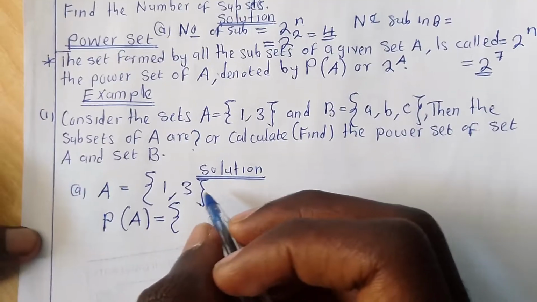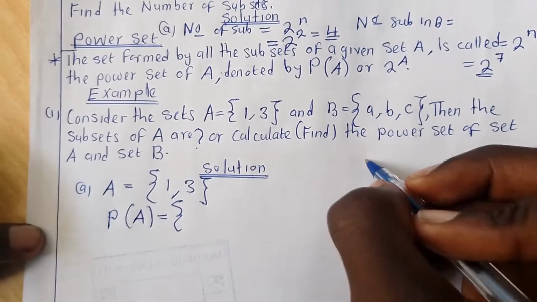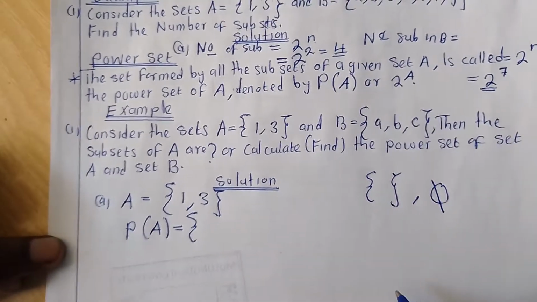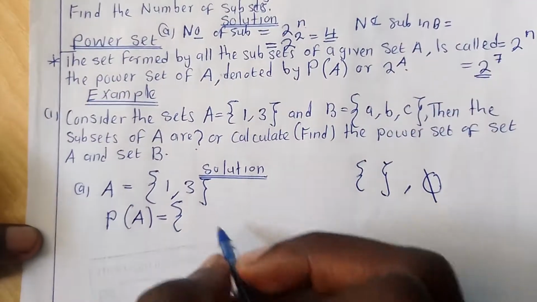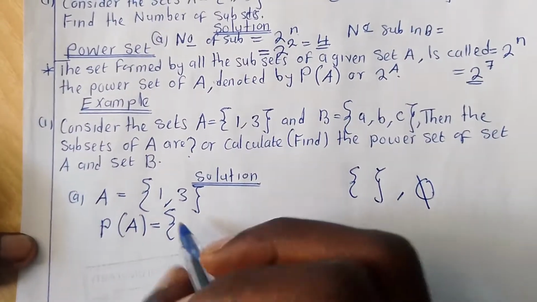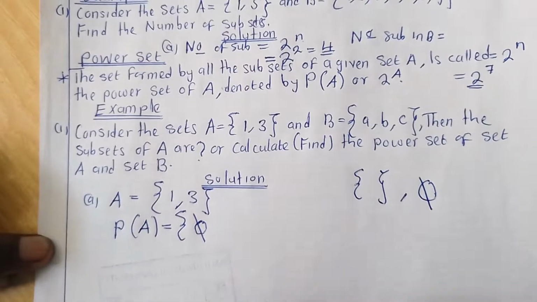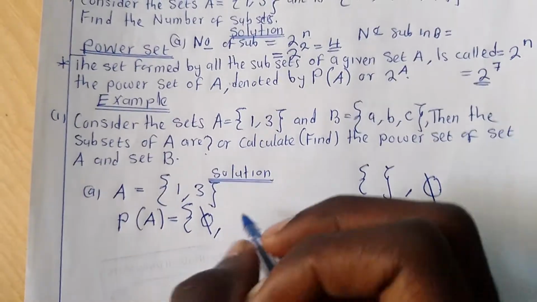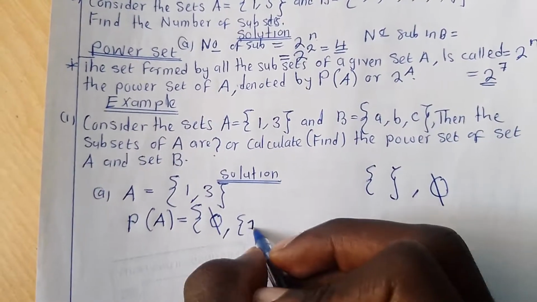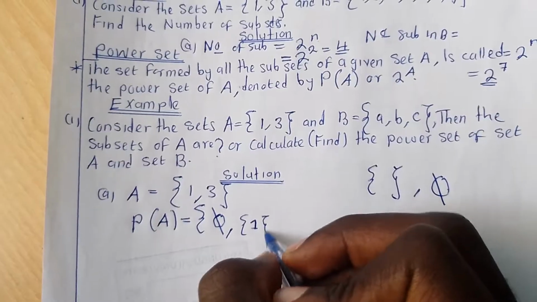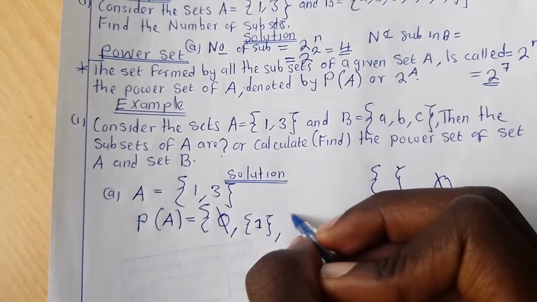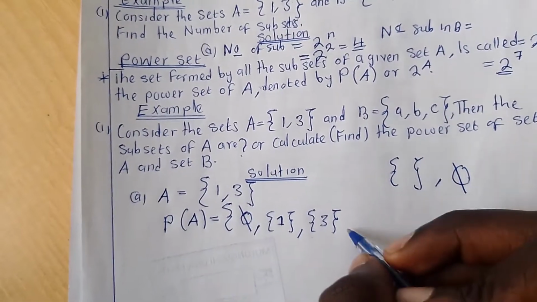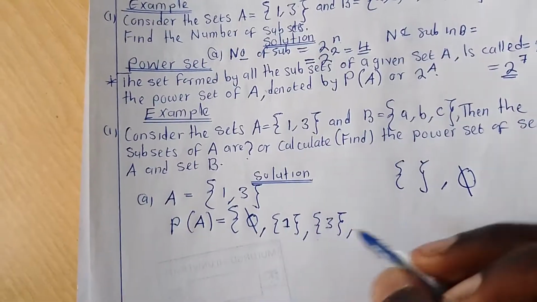You can either put this symbol, or you can choose to use this one. But I'm going to use this one. So now, the power set of A is going to be the empty set, comma, set {1}, comma, set {3}, comma, then I combine 1 and 2.